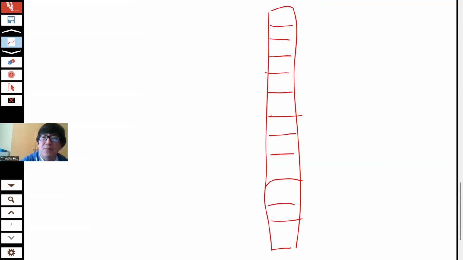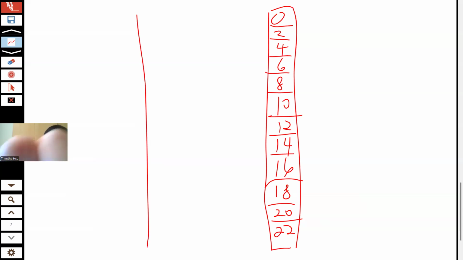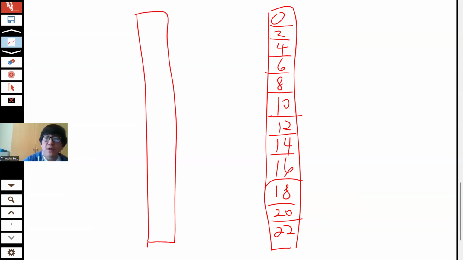Okay, so these are the outputs. So the output subgroup corresponds to 0, 2, 4, 6, 8, 10, 12, 14, 16, 18, 20, and 22. And here's the input.